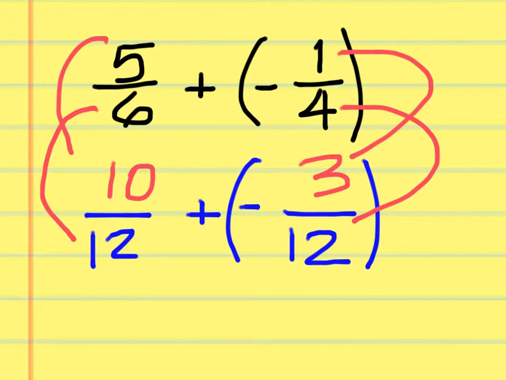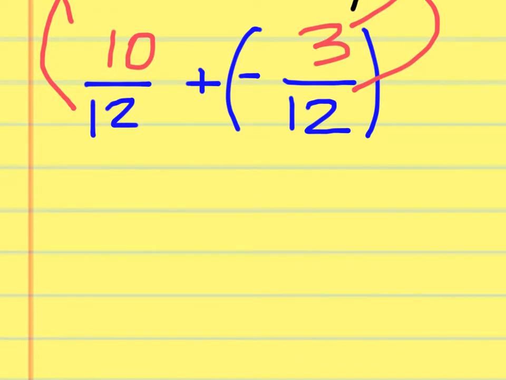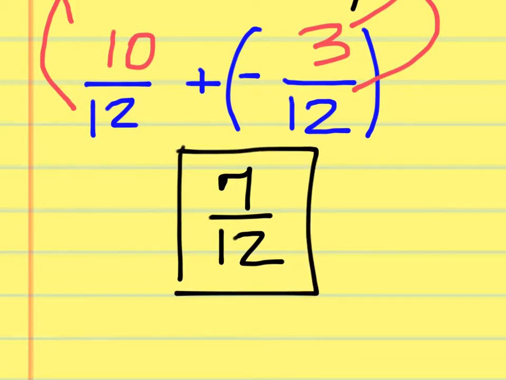So we have 10 plus a negative 3. What is 10 plus a negative 3? 7. So 7 over 12 is the answer.